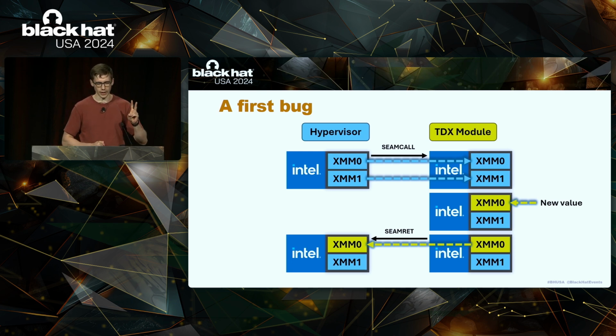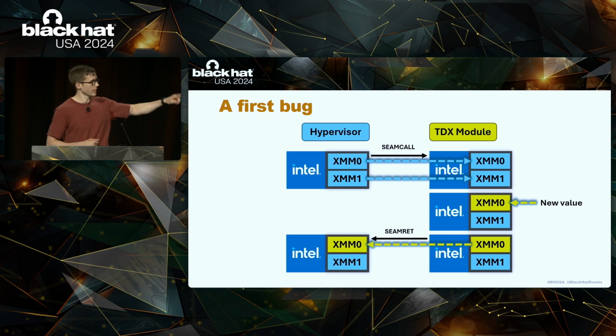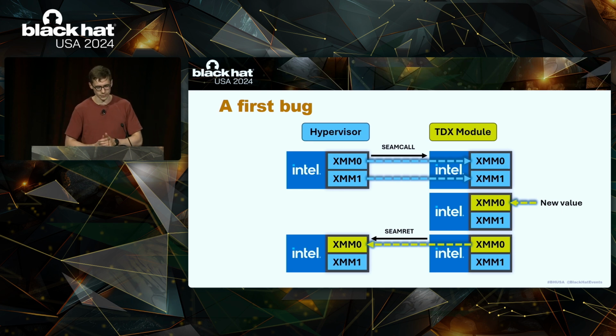So there are two impacts in this bug. The first impact is that whatever value the hypervisor initially had in XMM0 before the SEAMCALL actually gets corrupted by the TDX module after the SEAMCALL. So if the hypervisor had typically stored a pointer in that register and then tries to dereference that pointer, then there could be memory corruption in the hypervisor. So that's the first impact, possible state corruption in the hypervisor.